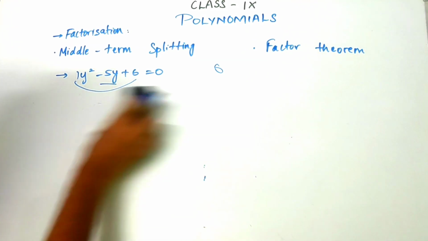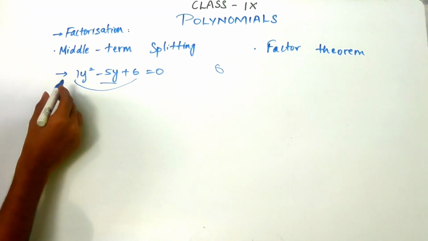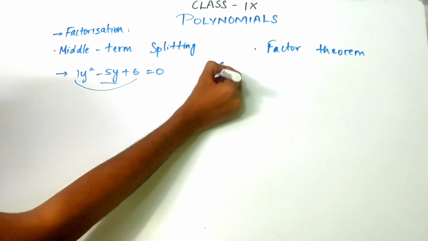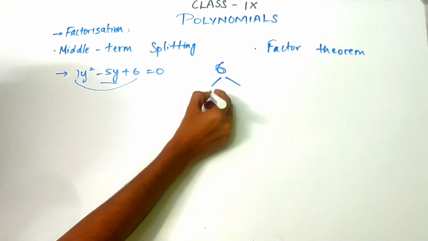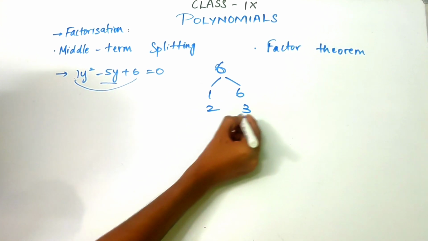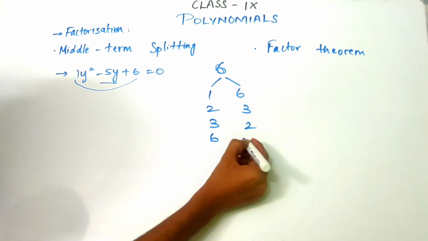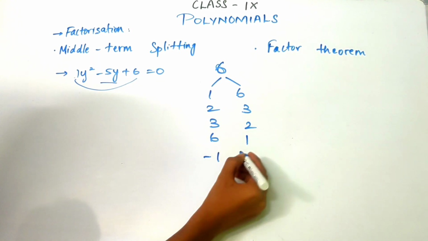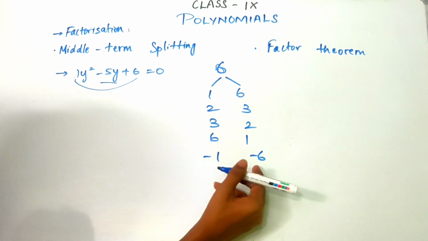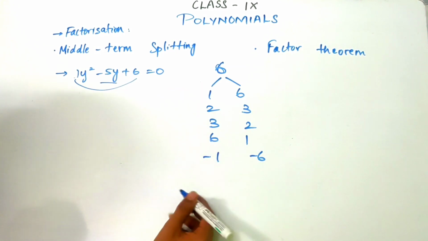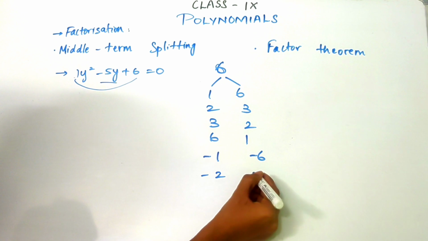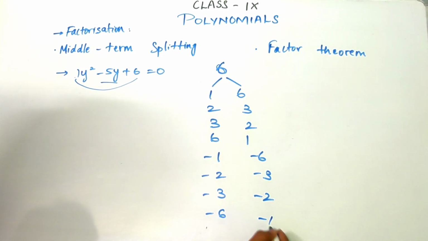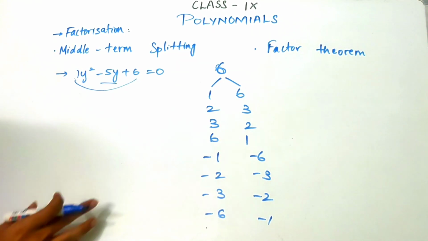We will do the same over here. As I said already, we have to multiply the first term and the last term, so 1 times 6 will give us 6. Now you have to split this 6 into its factors. 1 6 is 6, 2 3s are 6, 3 2s are 6 and 6 1s are 6. There are negative factors as well, so minus 1 minus 6 is also 6, because minus times minus becomes plus. Minus 2 minus 3 is also a factor, minus 3 minus 2, and similarly minus 6 and minus 1. So these are all the factors pertaining to 6.